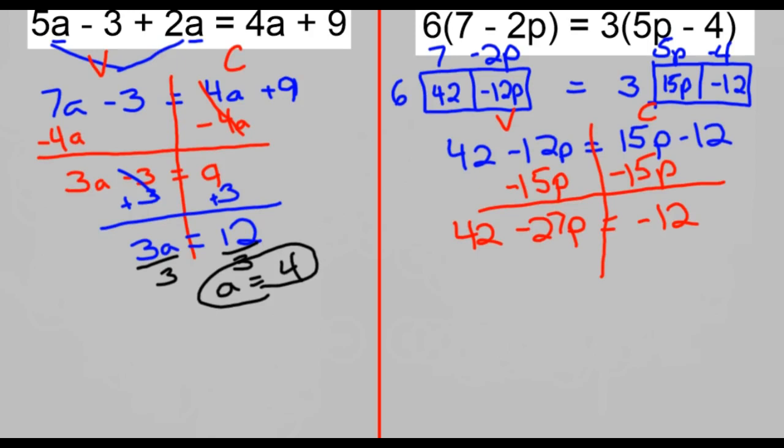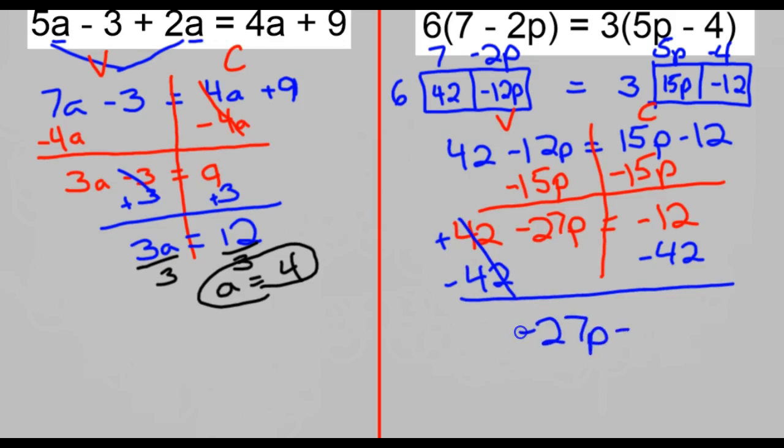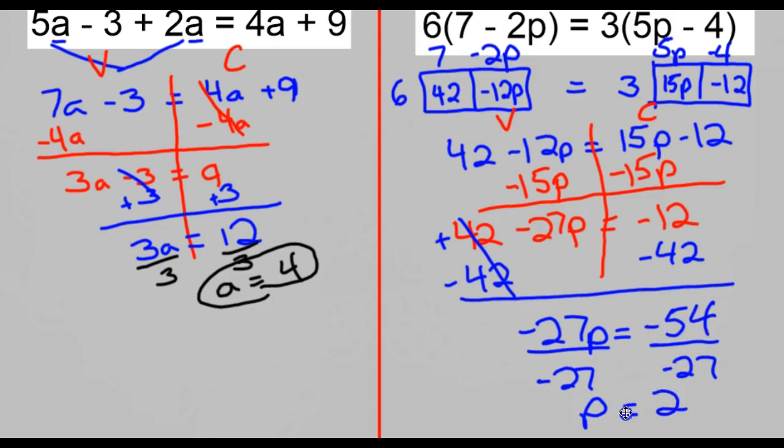Now I'm going to undo addition or subtraction. Here I have addition because this is positive. So I'm going to subtract 42. I have negative 27p equals negative 12 minus 42, which is negative 54. Divide by negative 27. So p equals positive 2. Two negatives make a positive. 54 divided by 27 is 2.